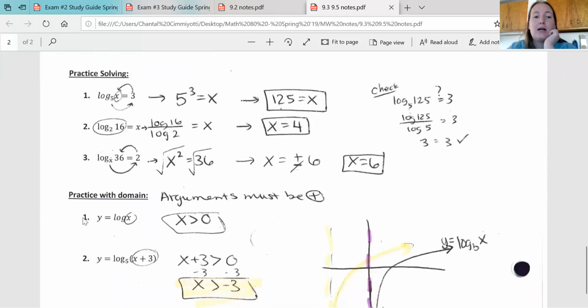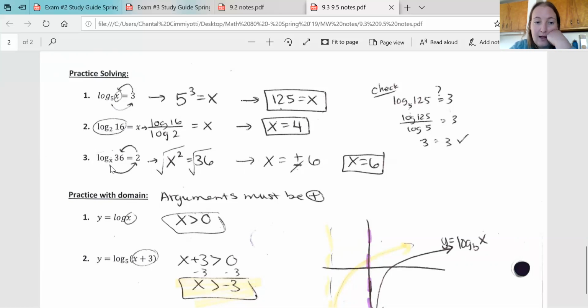So we're going to practice more on solving in the 9.6 lesson, but you already can kind of handle these with the information I've already given you. 5 to the third is x. Well, 5 to the third is 125, so 125 equals x. Using change of base, this would be 4. You can think to yourself, 2 to what power is 16 and get 4 as well.